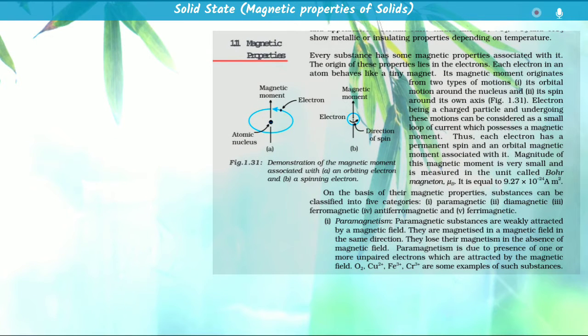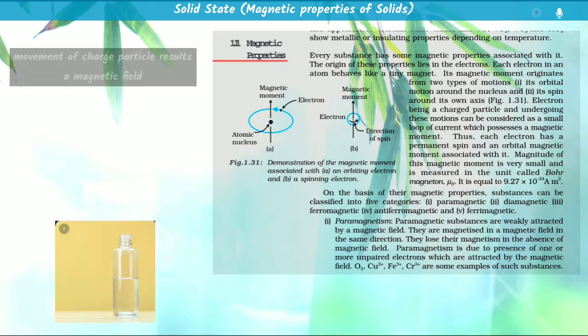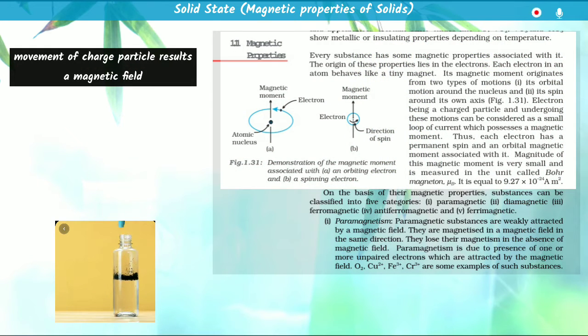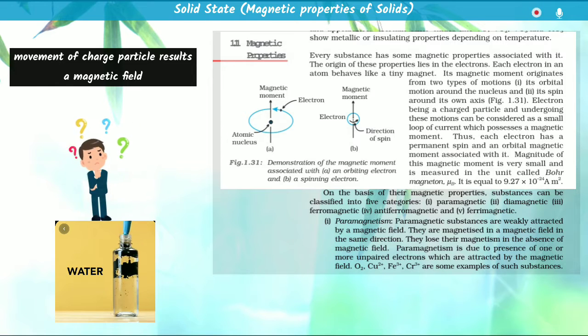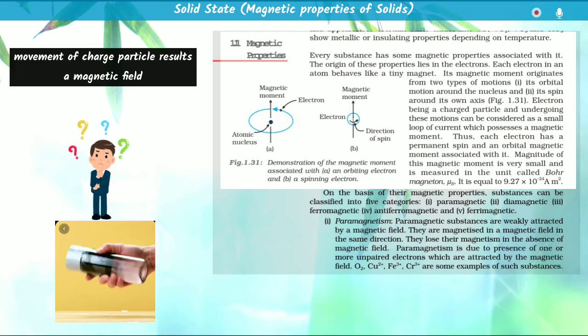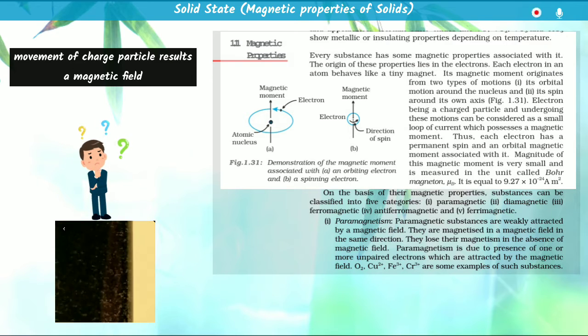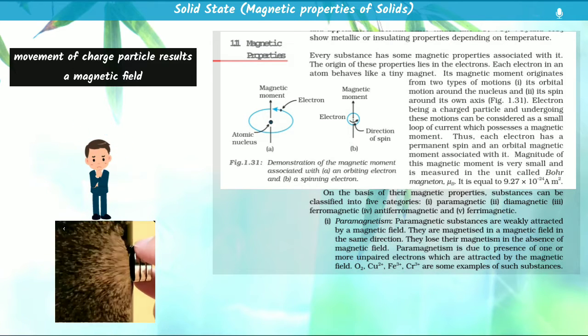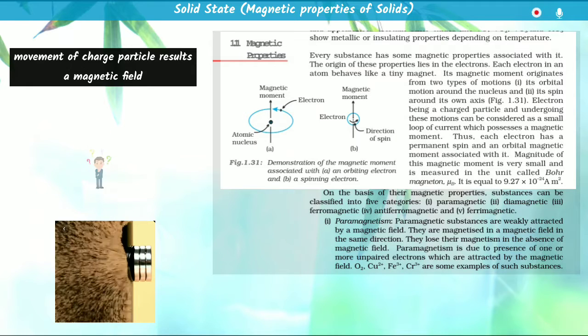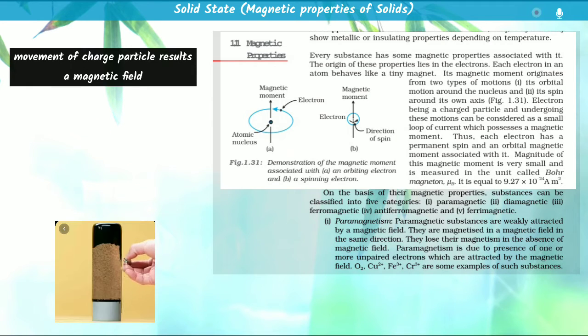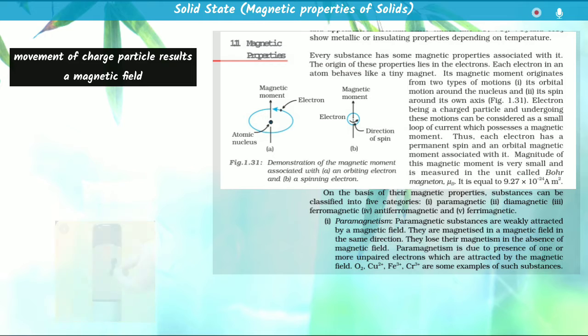Always remember that a magnetic field is produced from the movement of some charged particles. This is the main point. Now the question is why we observe magnetic properties for a specific type of solids, or which factor will determine whether a solid will exhibit a magnetic field or magnetic properties or not. The answer can be obtained from the concept of movement of charged particles.